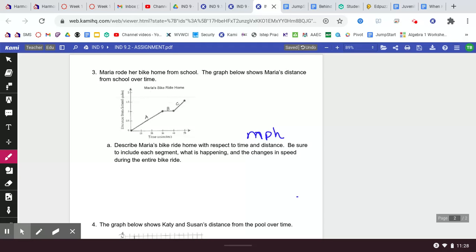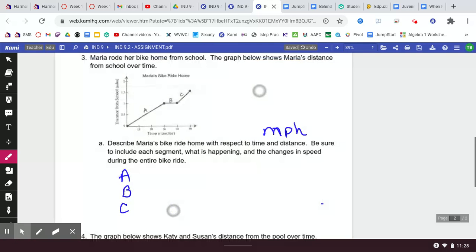So it says include each segment. So we're going to talk about segment A, B, C, right? Those are the segments that we're going to discuss. So in segment A, where did I leave off? Somebody help me remember. Where did I leave off? All right, Jake. Segment A. What is happening in segment A?